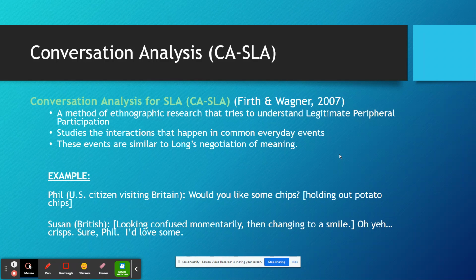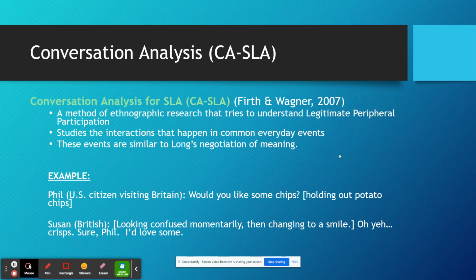So let's say that Phil is a US citizen visiting Britain, and Susan is British, and they're talking to each other. And then Phil says, "Would you like some chips?" And he's holding a bag of what we call potato chips. Susan, who's British, first looks confused, right? She sees the bag of potato chips, and she smiles and says, "Oh, yeah, crisps. Sure, Phil, I'd love some."